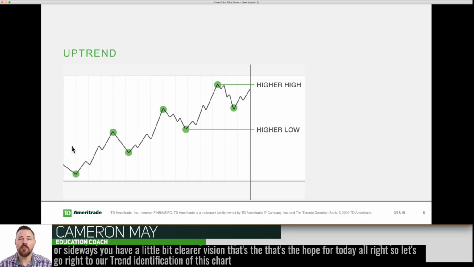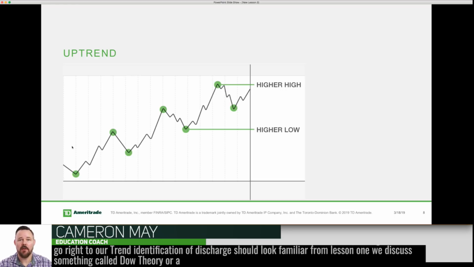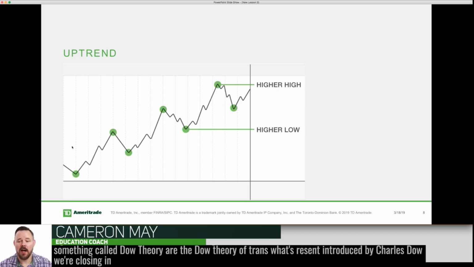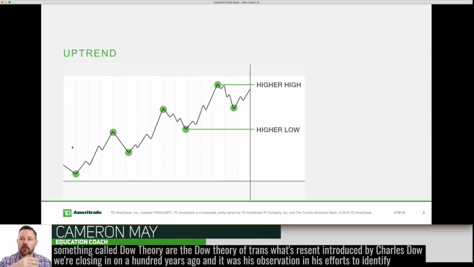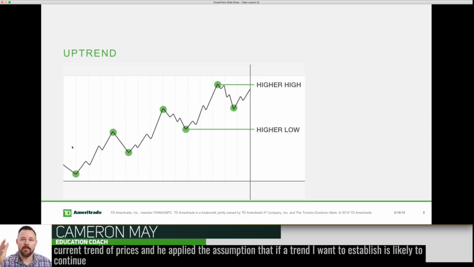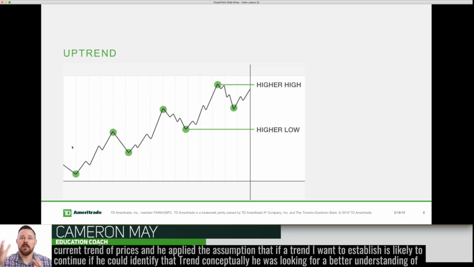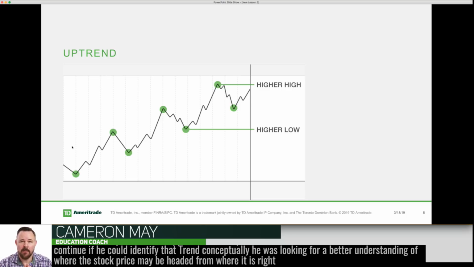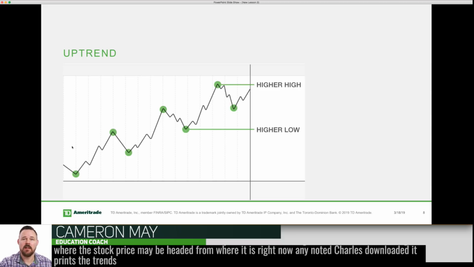Now, this chart should look familiar from lesson 1. We discussed something called Dow theory, or the Dow theory of trends, which was introduced by Charles Dow, closing in on 100 years ago. It was his observation in his efforts to identify the current trend of prices, and he applied the assumption that a trend once established is likely to continue. If he could identify that trend, conceptually he was looking for a better understanding of where the stock price may be headed from where it is right now. And Charles Dow noted that the trends tended to move in little cycles.